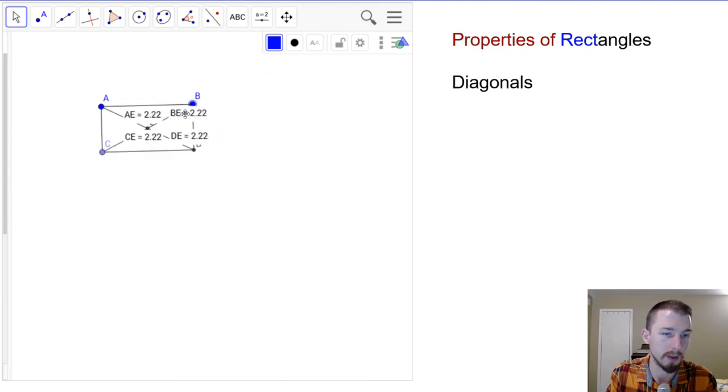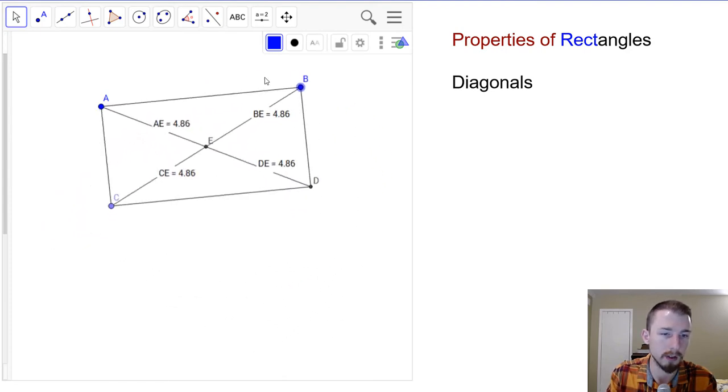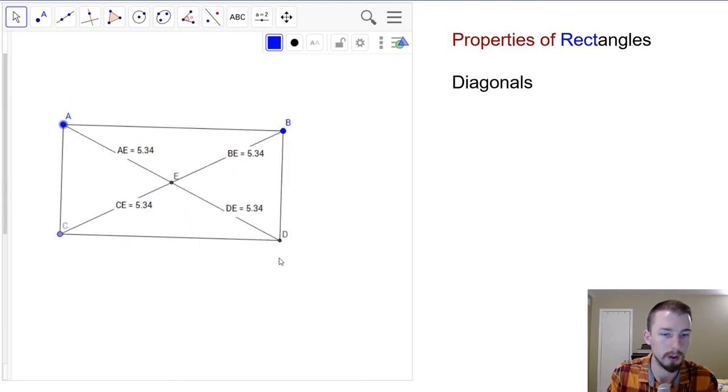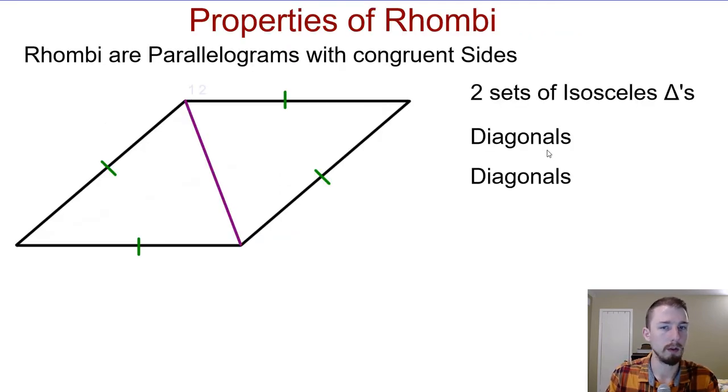So no matter how I move this rectangle around, whoa, kind of cool. At any given time, the diagonals are always going to be equal to each other because we have to have 4 right angles. So kind of cool. So for a rectangle, the diagonals are not only bisecting each other, because that's for all parallelograms, but they also are congruent.